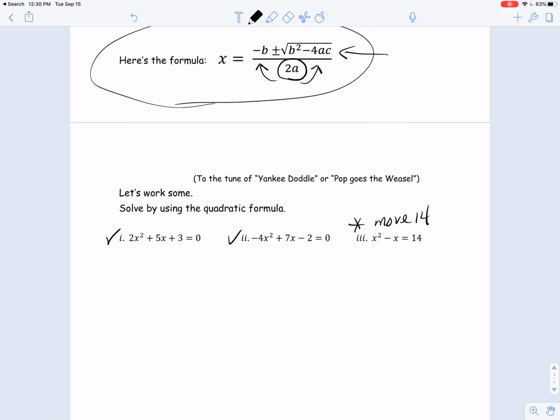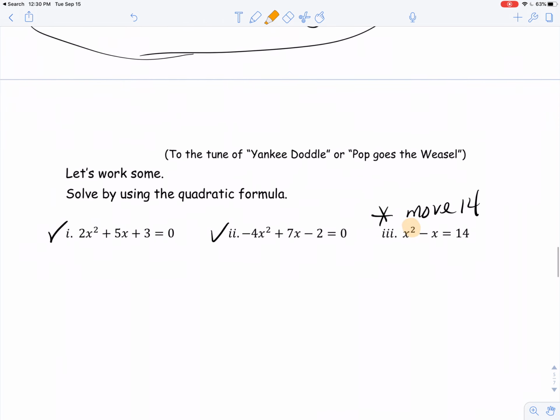So your clue is the x squared. If you're looking at this one and you see the x squared, you're thinking, oh, this is going to be a quadratic. So everything has to be on the same side of the equal sign before I can start. So remember, when you move something across the equals, it's going to change its sign. So make sure that positive 14 turns into a negative 14 before you start this process.